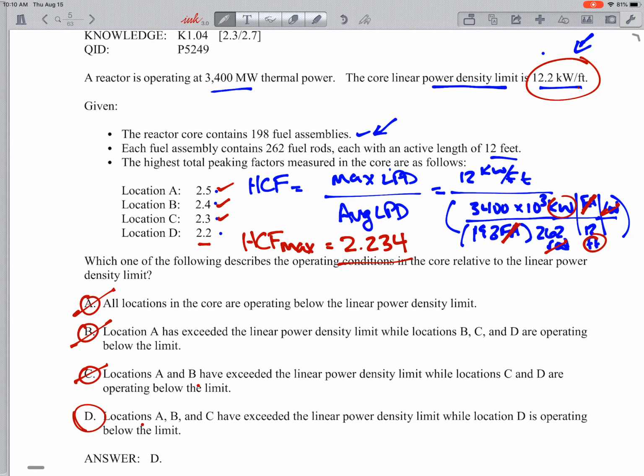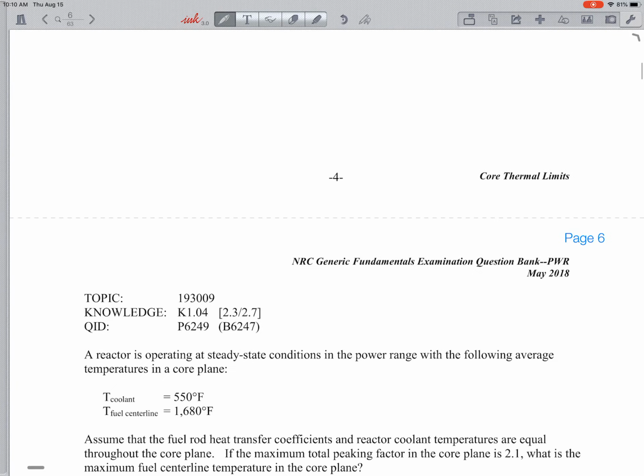We'll do another one like that in a minute. We'll do it a little bit differently to show you some difference.